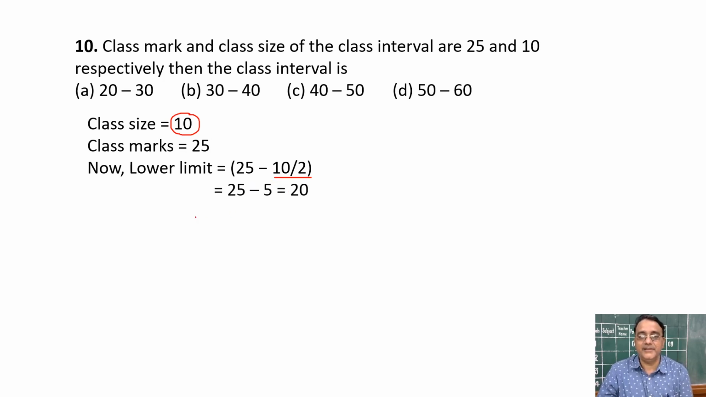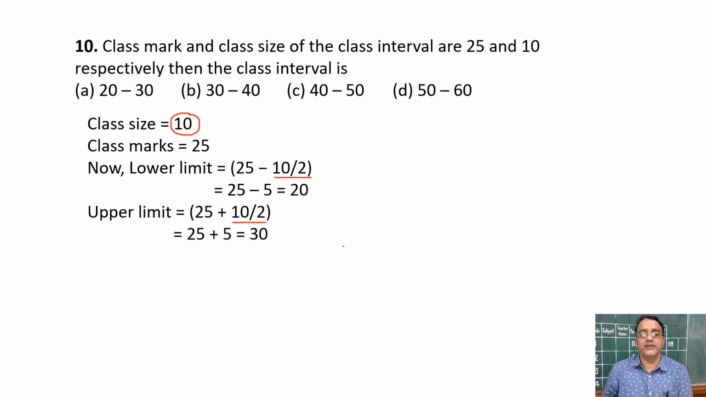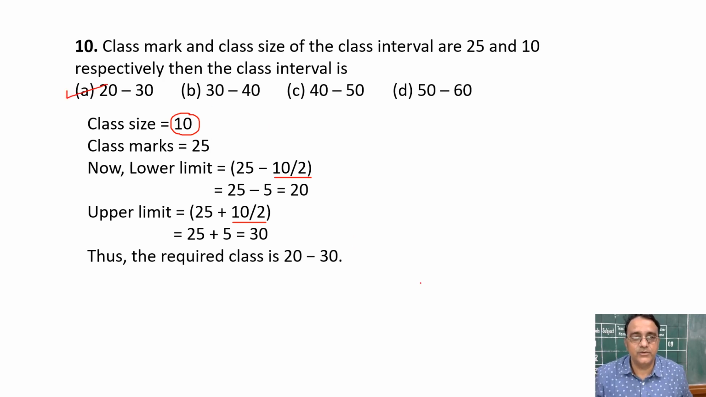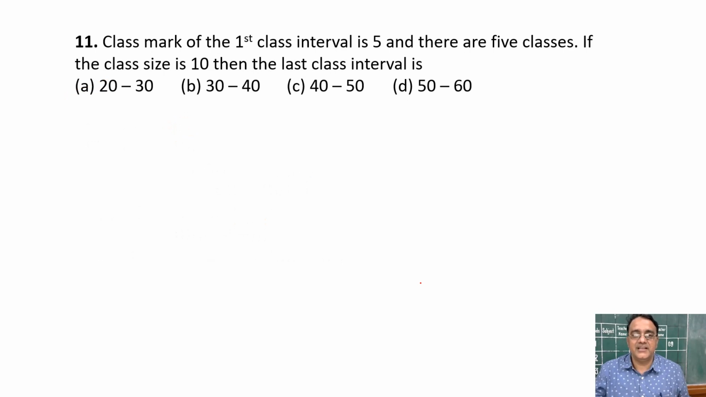Now the upper limit, 25 plus 10 by 2. So this will become 5. So 25 plus 5 is 30. So the required class is 20 to 30. And the correct option is Option A. Option A, right. So now we are moving toward question number 11. Class mark of the first class interval is 5 and there are 5 classes. If the class size is 10, then the last class interval is dash.